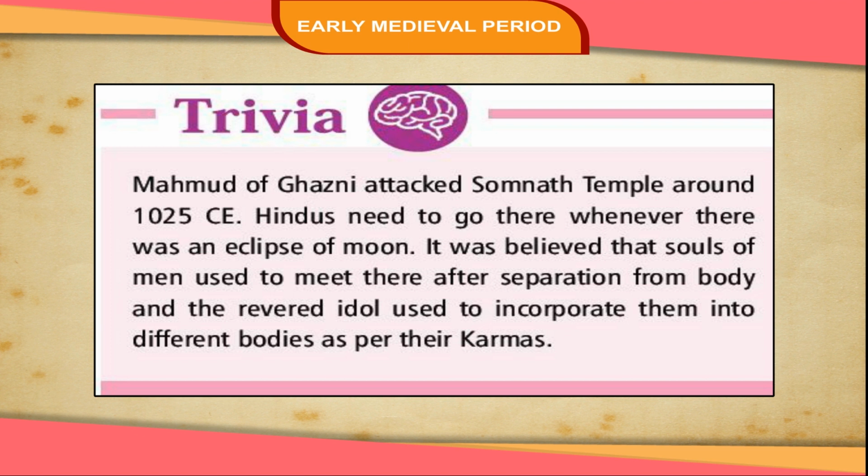Trivia. Mahmud of Ghazni attacked Somnath temple around 1025 CE. Hindus used to go there whenever there was an eclipse of the moon. It was believed that souls of men used to meet there after separation from the body, and the revered idol used to incorporate them into different bodies as per their karmas.